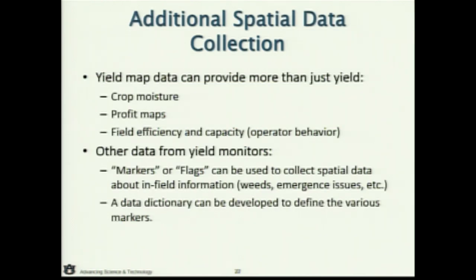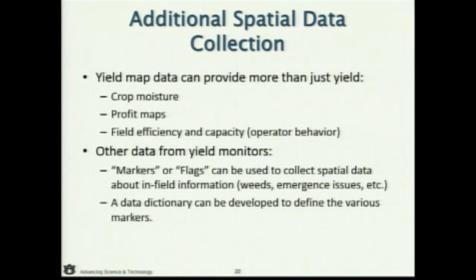Some other things that we can do with yield maps, it can do a lot more. This is not all inclusive, but we've got crop moisture. We're trying to open up fields. What's my moisture? I can take a run across the field and get a glimpse of how much variability there is in moisture and make that decision whether I want to harvest or not. Or as I load out, I keep in mind what my moisture content is and what I might need to be doing at my grain bin system, those types of things.